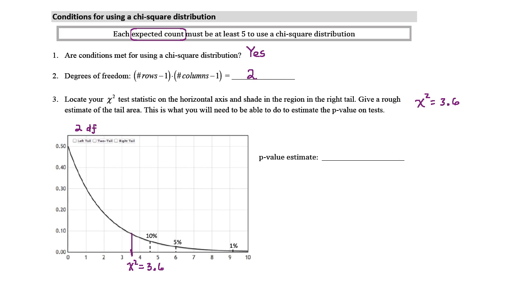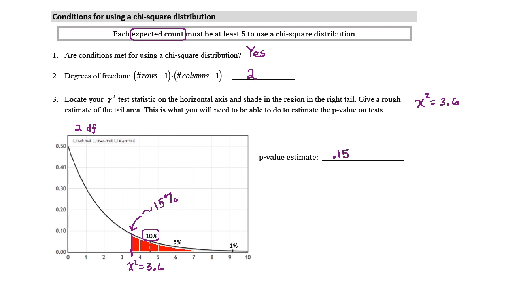So I can see that I'm filling in this right tail, and that it's clearly greater than 10% because 10% is the highest thing that's marked here. We want to come up with a rough estimate based on that. I can tell it doesn't look like quite double the area that's in that tail starting at 10%, so it's probably less than 20%. We might just ballpark estimate this at about 15% for a p-value of 0.15.